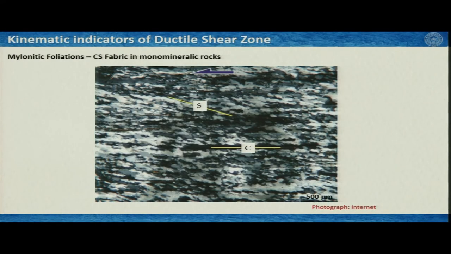So if you can identify clearly that this is your C fabric, the shear direction should be parallel to the C fabric. Now, you see this also in microscale. So this is a quartz mylonite, and you can clearly see that we have one fabric, which is C, and then we have another fabric, which is confined between two sets of C fabrics. So this is C fabric, and then you have S fabric, which is at an angle, developing like this, right? So in this case, S is verging towards like this, and C is like this. So sense of shear in this case must be sinistral.